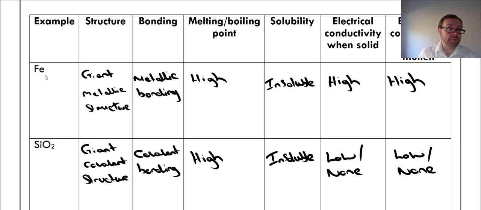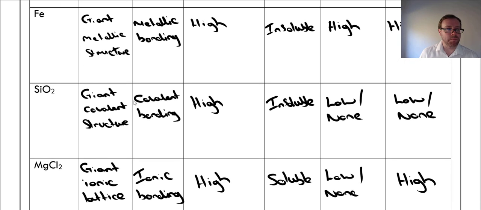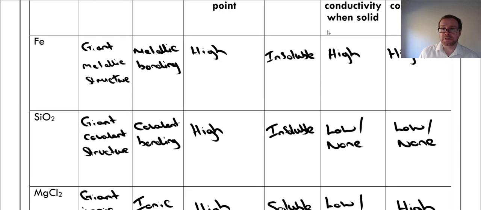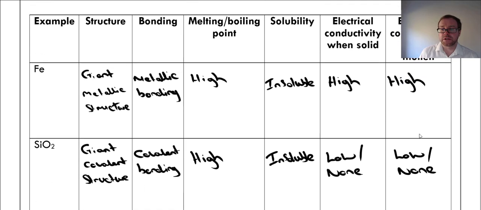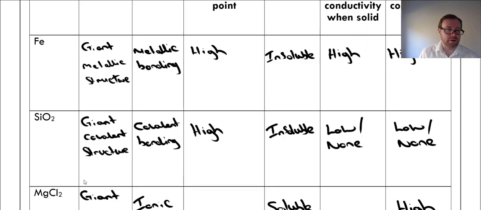Pretty straightforward. Gave you an example, talk about the structure and bonding and the properties. So, iron is a giant metallic structure, has metallic bonding, has a high melting point, it's insoluble and has a high electrical conductivity when solid and when molten. Silicon dioxide is a giant covalent structure, has covalent bonds, it's got a very high melting point, it's insoluble and has no electrical conductivity. I've put low, but really it's none.